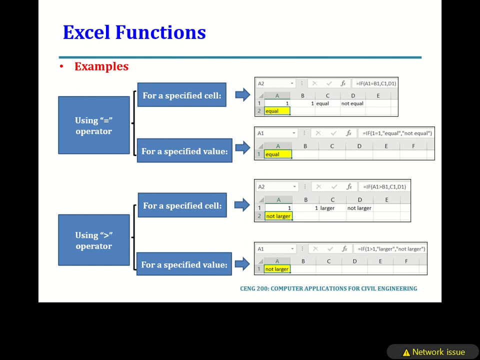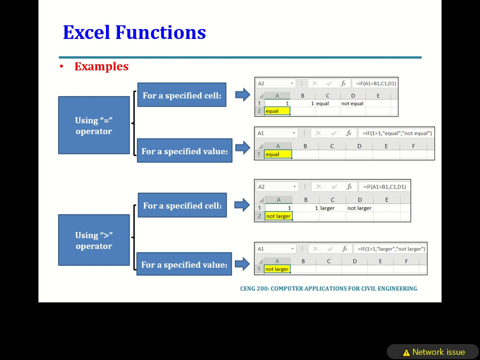Okay. B is what? If A1 equals B1, then what? So now we are saying if A1 equals B1, then show me whatever is in cell C1. So I will put C1 here. So this became B. Okay, and if they are not equal, then show me whatever is in cell D1. And this thing is C. Got it? Clear? Any questions?